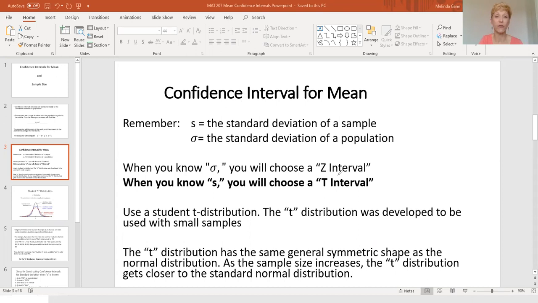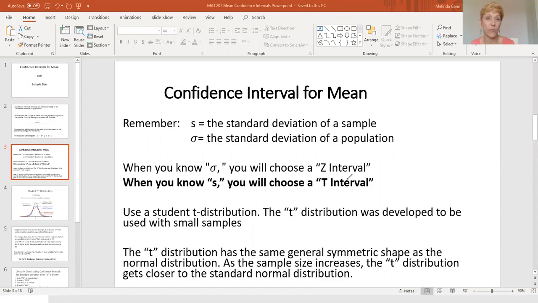Now, I think every problem in your book does the second one. Because think about it, you're trying to predict the mean of a population. Well, how often would you know the standard deviation of a population and not know the mean? That might happen occasionally, but not very often. Most of the time, if you don't know mu, you don't know sigma. So I think exclusively in your homework, you're going to keep choosing T interval. So that's the one I want to zero in on in this video, this T interval.